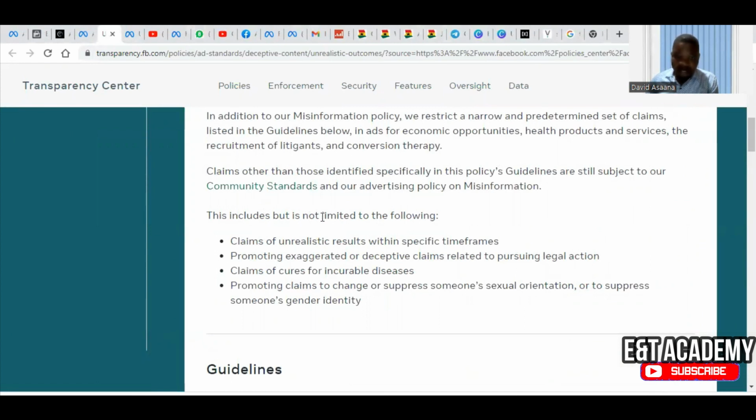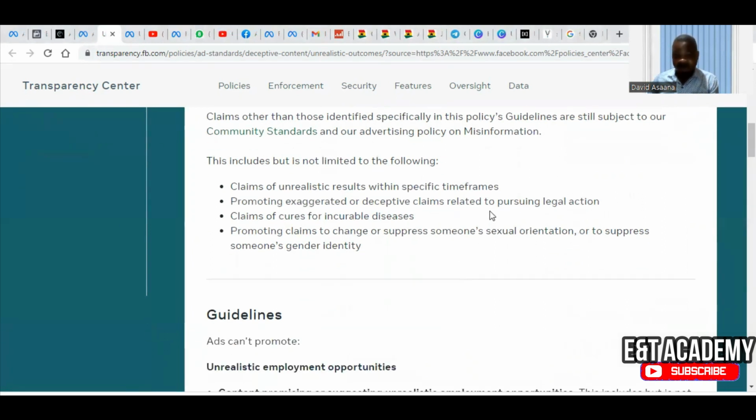This includes, but is not limited to, the following: claims of unrealistic results within specific time frames, promoting exaggerated or deceptive claims related to pursuing legal action, claims of cures for incurable diseases, promoting claims to change or suppress someone's sexual orientation, or to suppress someone's gender identity.